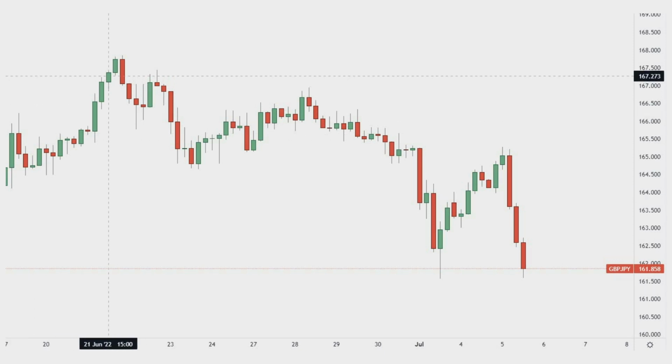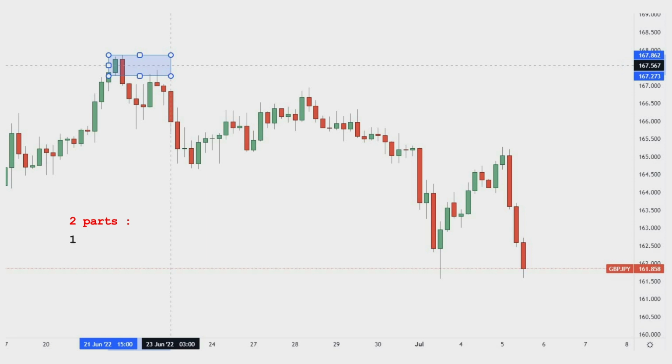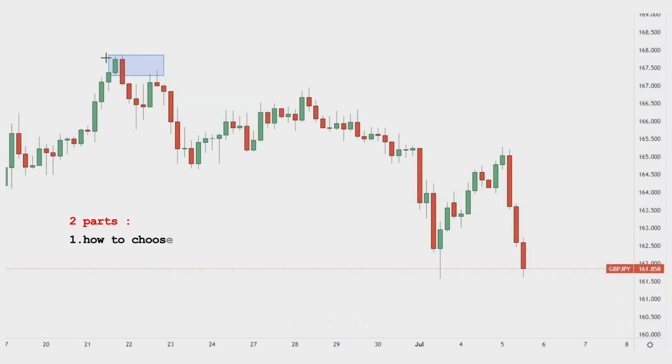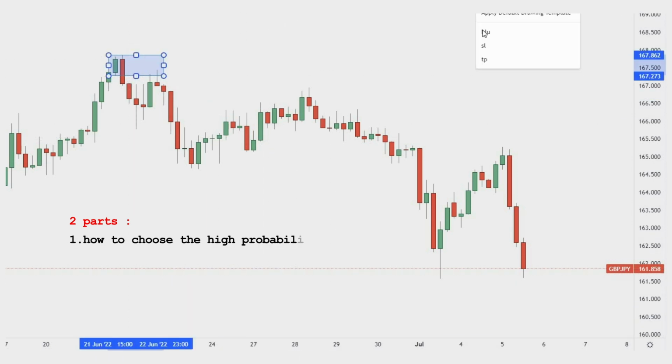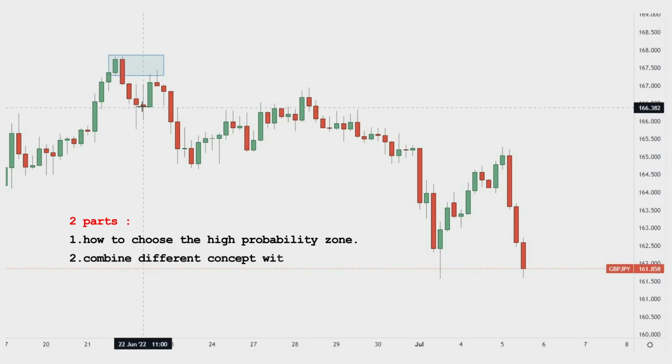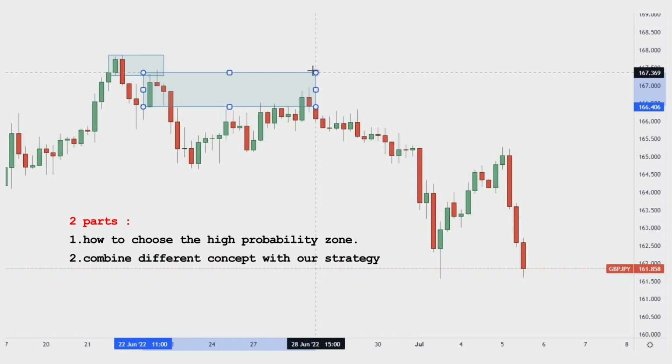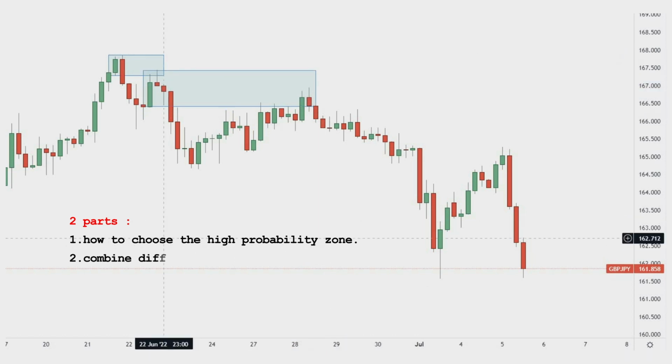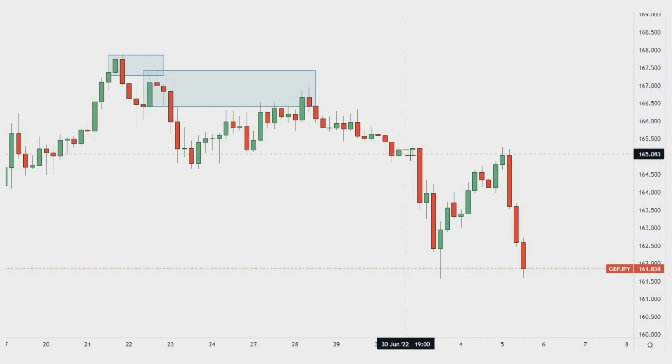This video will consist of two parts. On the first one we are going to explain step by step how to choose the high probability zone. And on the second part we are going to combine different concepts with our strategy. We have here British pound versus Japanese yen, 4-hour time frame.